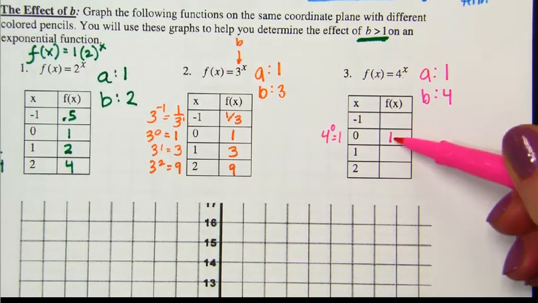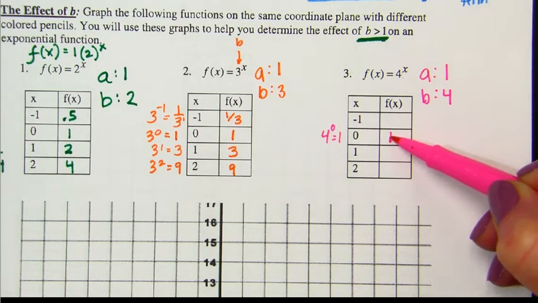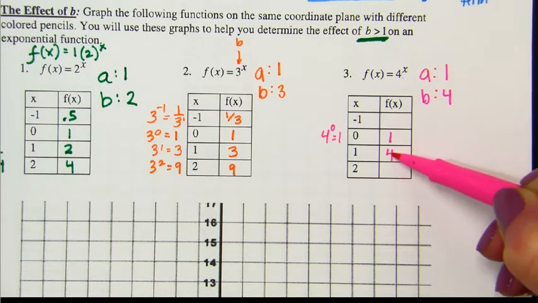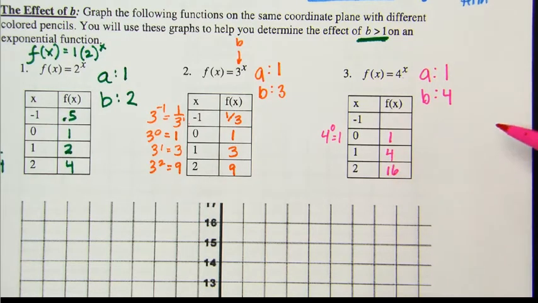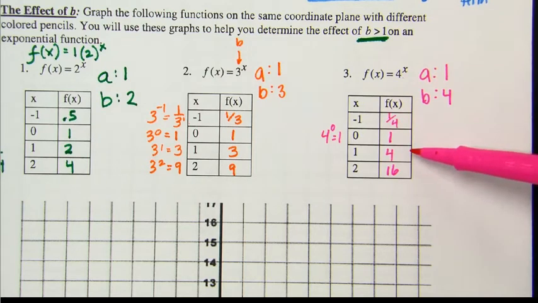And then from here, I can use my geometric sequence, knowing that my ratio is 4. I'm going to say 1 times 4 is 4. 4 times 4 is 16, right? If I back it up, this would have to be 1/4, because 1/4 times 4 is 1.